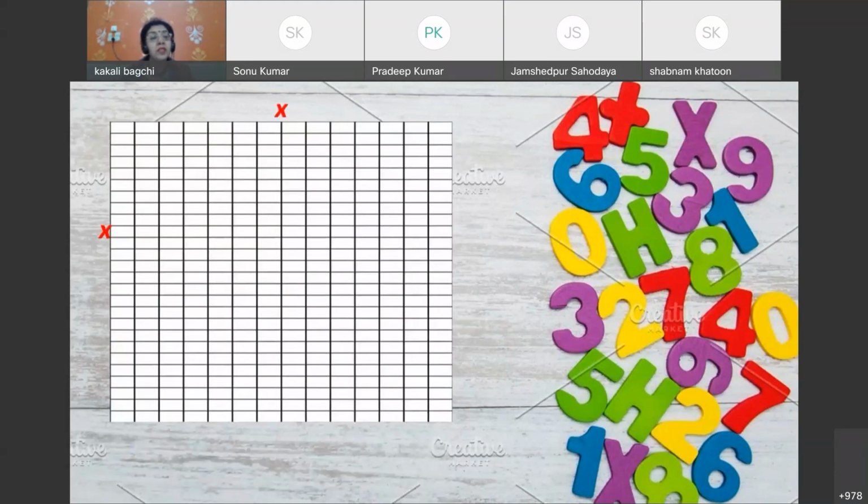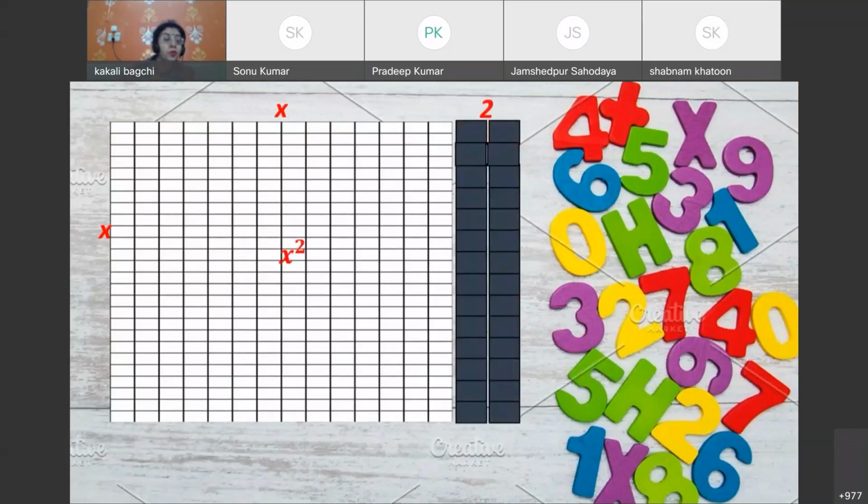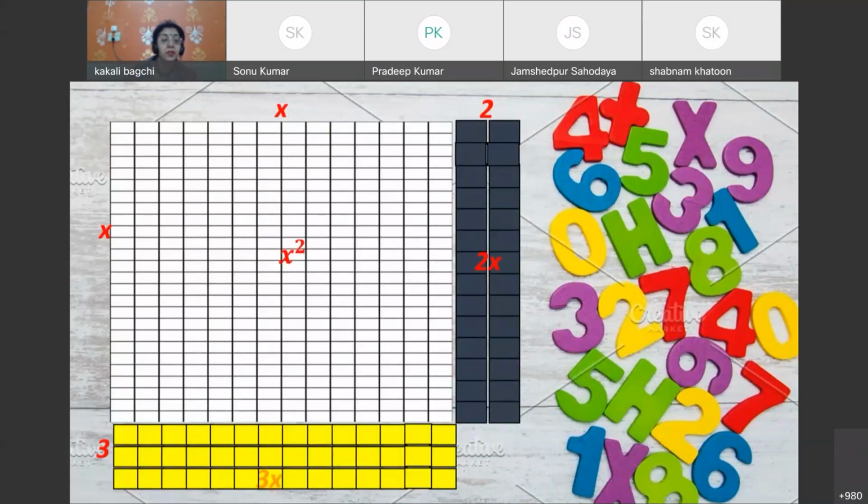There is a square whose each side is x. Ask the children what is the area of the square. Don't put the answer, put the correct question. They will answer you, it is x square. This is a rectangle with width 2. What is the area? The child will answer 2x. Another rectangle. What is the area? The child will answer 3x. What is the area of this rectangle? 6. Then ask the child, what is the area of this total rectangle? The child will answer x square plus 3x plus 2x plus 6.